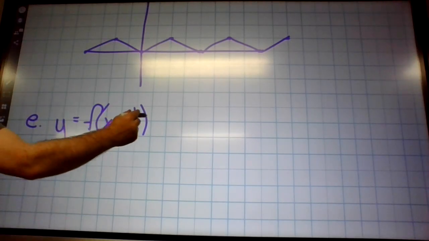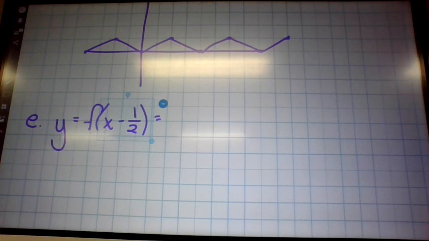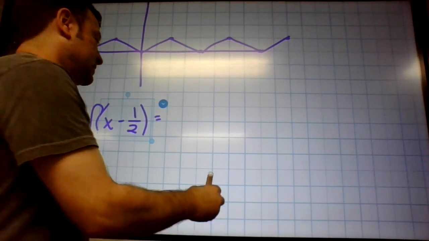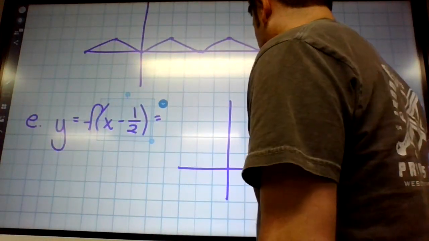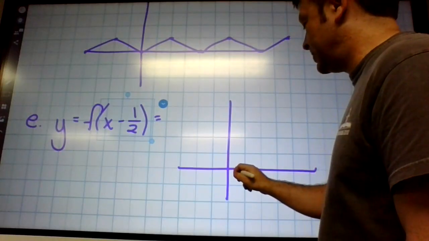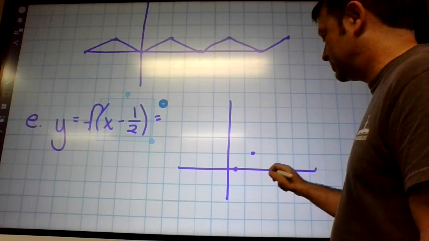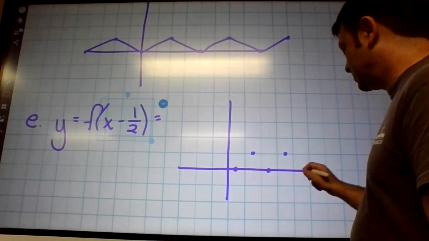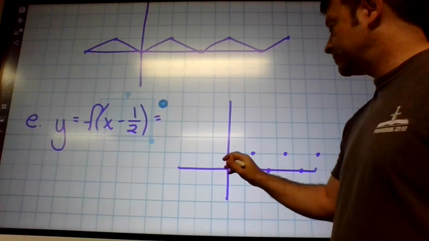Okay, you guys should be familiar with this one. What happens when you put a negative 1/2 directly on the X? It goes right. Right, 1/2. Okay, so I'm going to start right here and then be up right here. I guess I don't go that far.